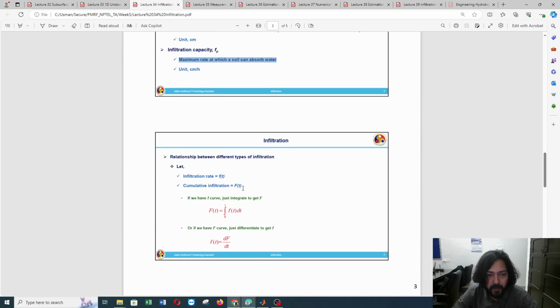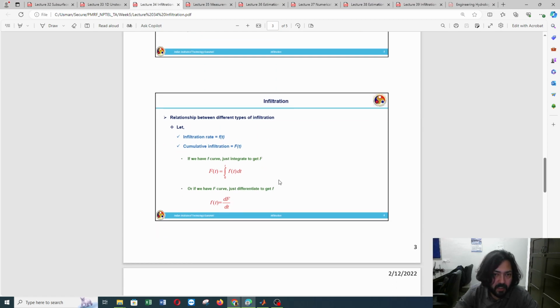So let us see the relationship between infiltration rate and cumulative infiltration. If we have infiltration rate with us, that is f of t, small f of t, and we want to get the cumulative infiltration, that is capital F of t, what we can do is simply take the integration. So capital F of t is nothing but the integration of infiltration rate over a period of time, and the vice versa is the case for cumulative infiltration. Let us say if we have cumulative infiltration with us and we want to get the infiltration rate, we are going to take the derivative of cumulative infiltration with respect to time, which will give us the infiltration rate.